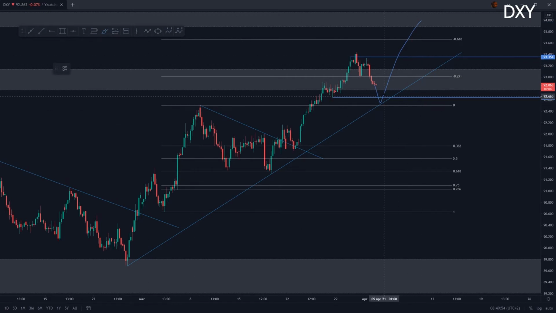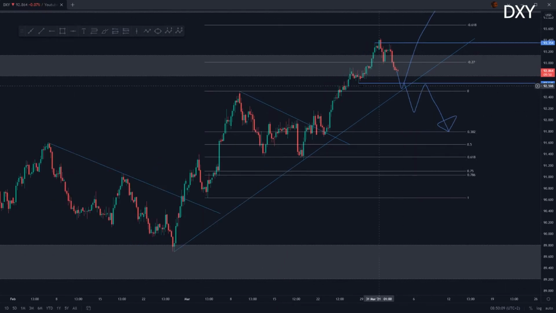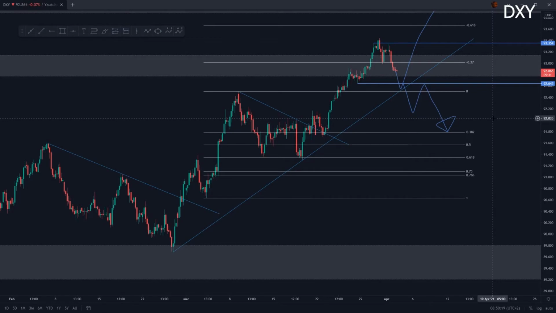The other scenario is that we break the trendline, retest the trendline, retest the low, and then see more downside on this pair. With the break of that trendline, our trend from an uptrend would change into our downtrend by creating a new lower low. So with the DXY discussed, let's head over to AUDCAD.